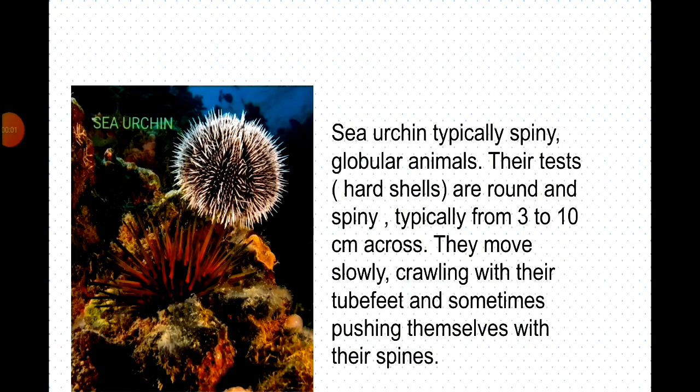Look at this sea urchin. They are typically spiny, globular animals. Their tests, that is hard shells, are round and spiny, typically from 3 to 10 centimeters across. They move slowly, crawling with their tube feet and sometimes pushing themselves with their spines.